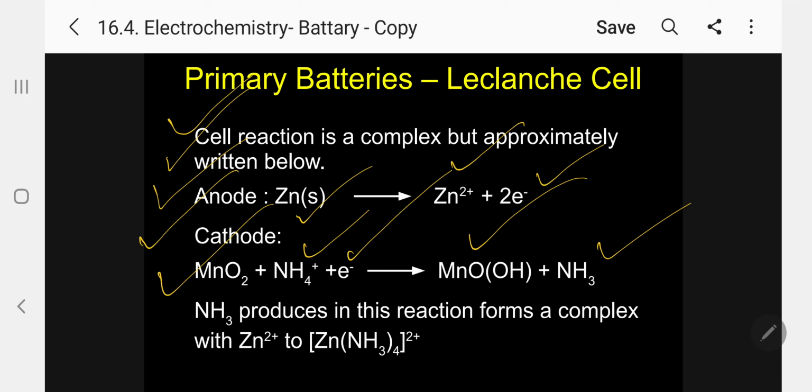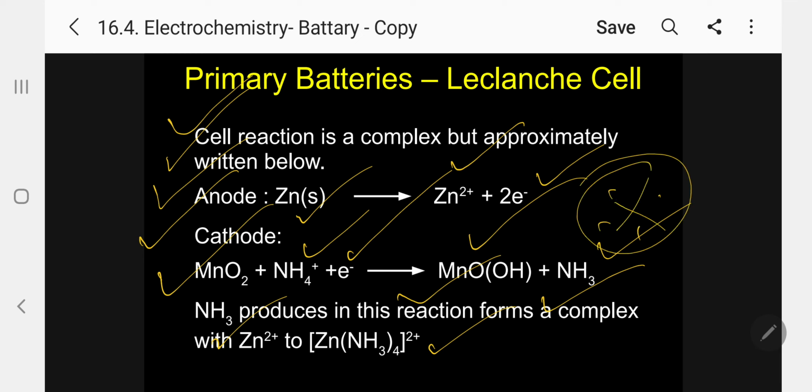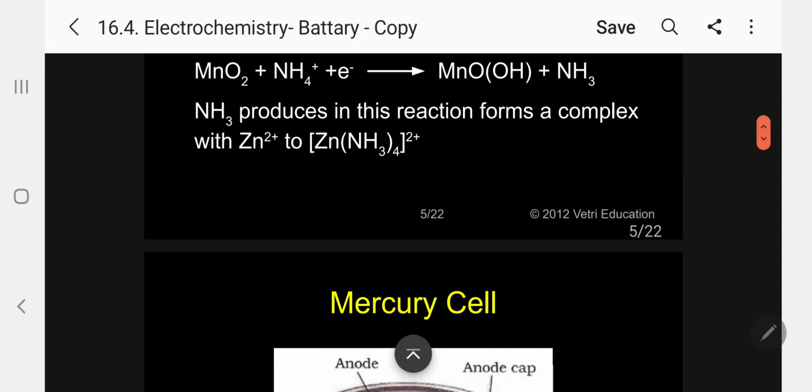The liberated ammonia produced in this reaction forms a complex with Zn2+ to form the complex tetraamminezinc(II), [Zn(NH3)4]2+ ion. Kindly follow. This is the reaction you must understand. Please follow. This is the Leclanche cell.